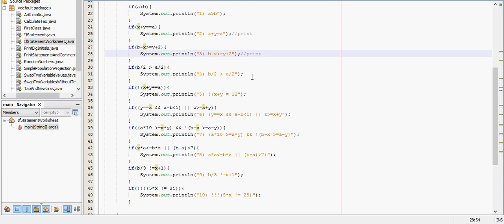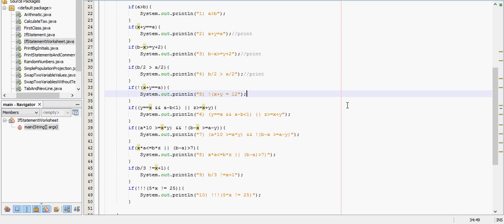Number 4, B divided by 2 greater than A divided by 2. Well, B is 14, 14 divided by 2 is 7. A divided by 2 is 6. So 7 is greater than 6. So that one will print. It's actually not what I thought I had there, but we'll go on anyways.